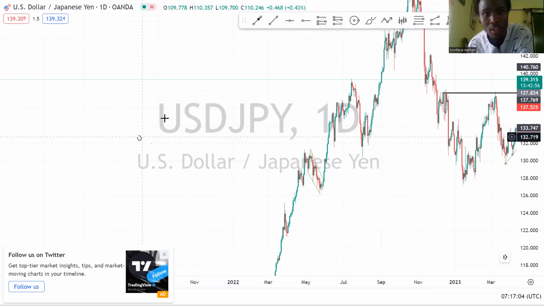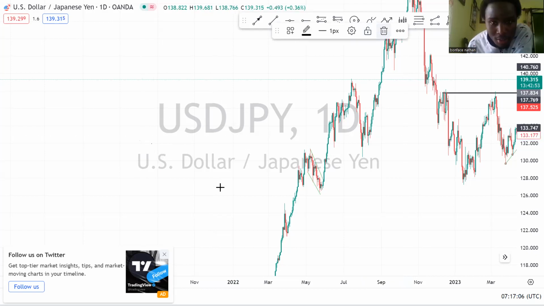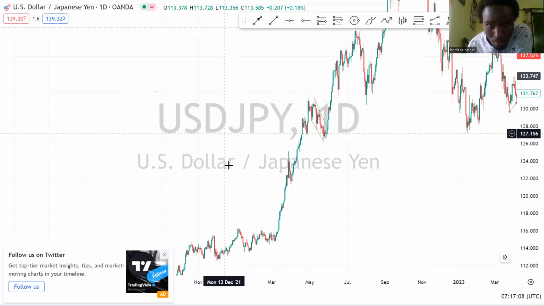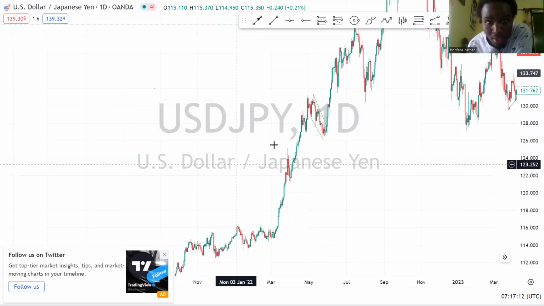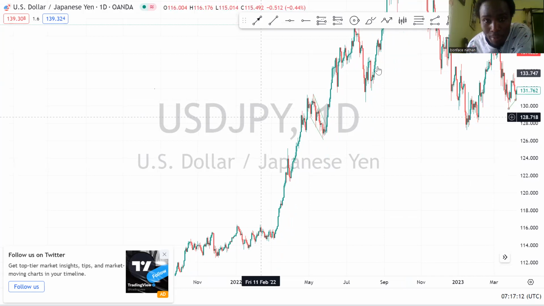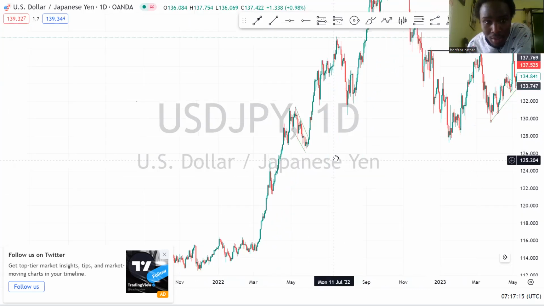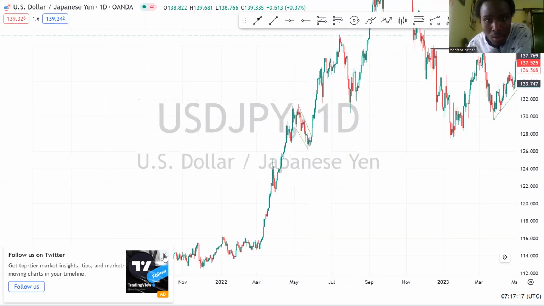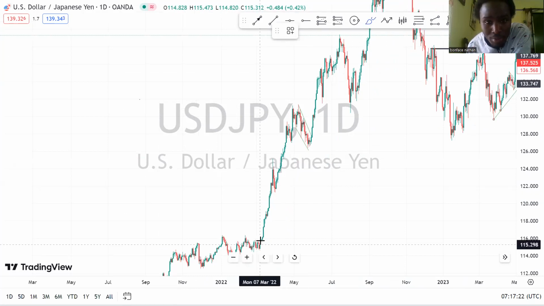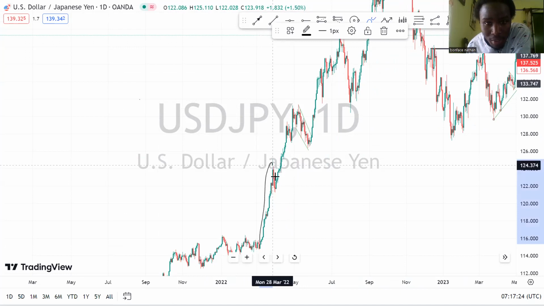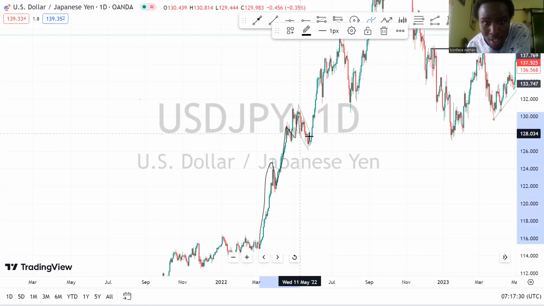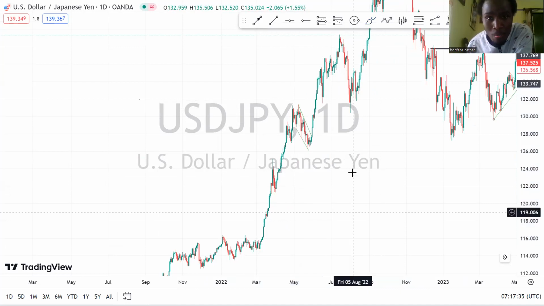Let me give you an example. You see this one. The market was moving upward. Let's start from there. You see that? It came down, went up, came down, went up, made this flag, and then it proceeded upward.